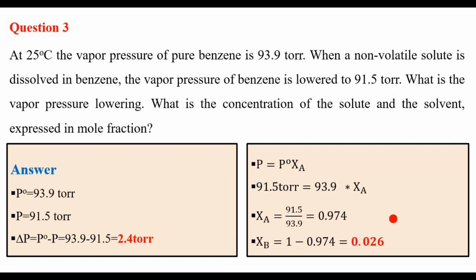pure solvent. So in this case, we get XB, that's the mole fraction of the solid, is equal to 1 minus 0.974. Then we get 0.026, because they were asking to determine the concentration of the solid and solvent expressed in mole fraction. That means for the solid we have 0.026 mole fraction, and for the pure solvent you have 0.974 as the mole fraction.